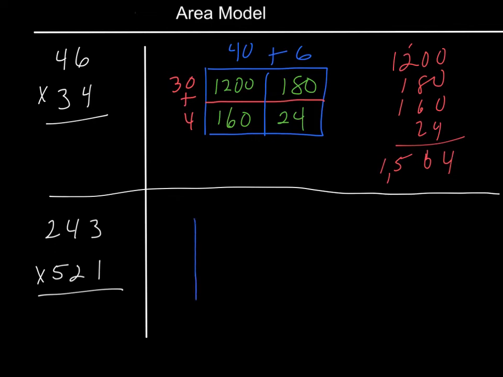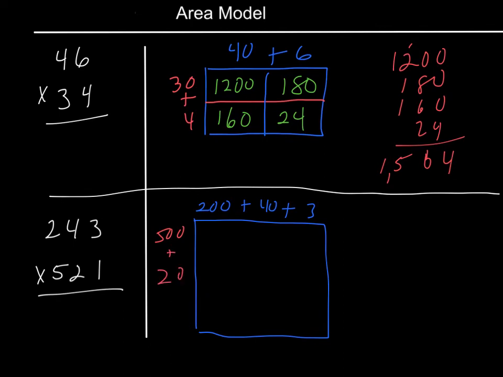So first thing I do is I draw out a rectangle like this, and I have 200 plus 40 plus 3, and down the side I have 500 plus 20 plus 1. And of course, what I like here most about this is that it's keeping the place values. I see the 500 and the 200. It keeps them for me.